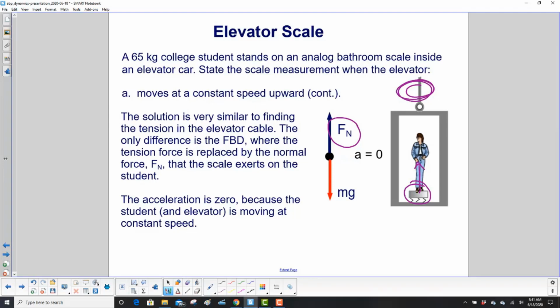The acceleration is 0 because the student and the elevator, which we really don't care about other than they're both moving at the same rate, are moving at constant speeds. And that's where we get a is equal to 0.